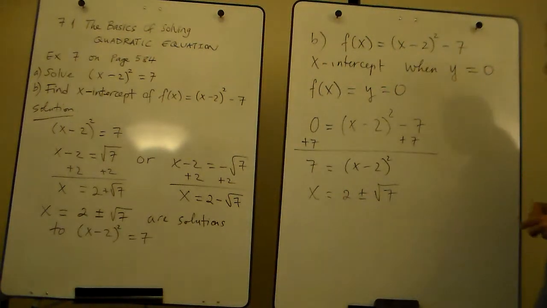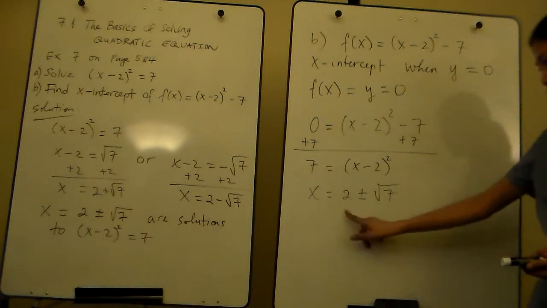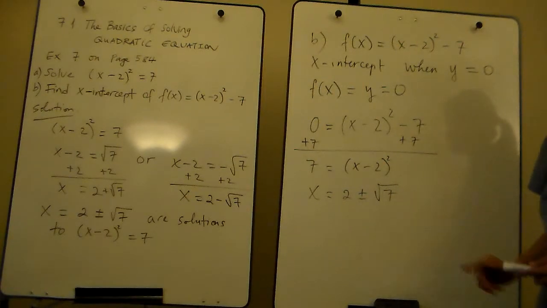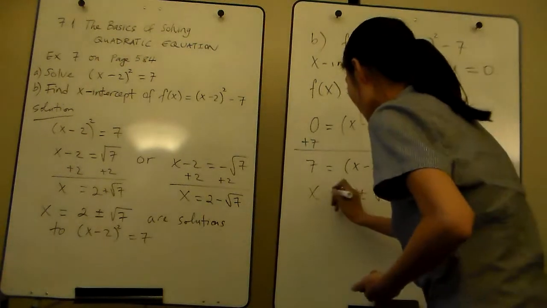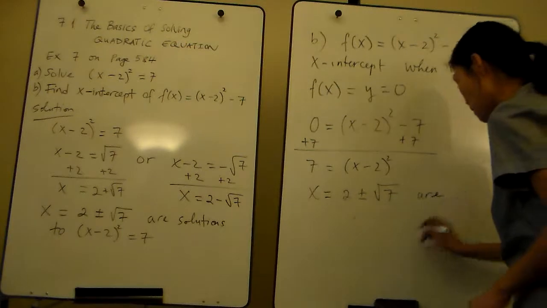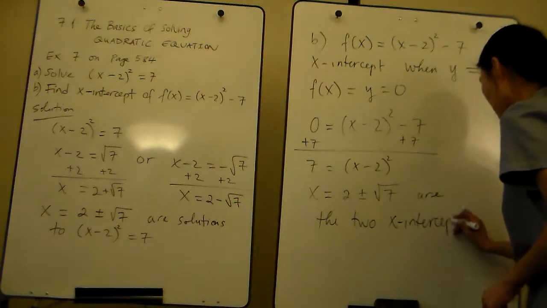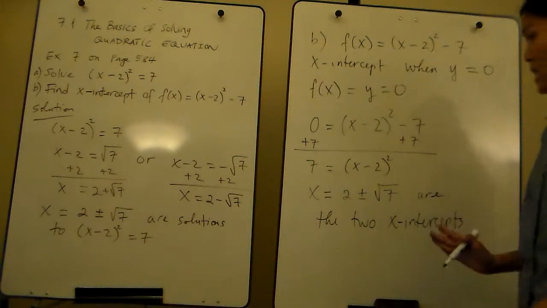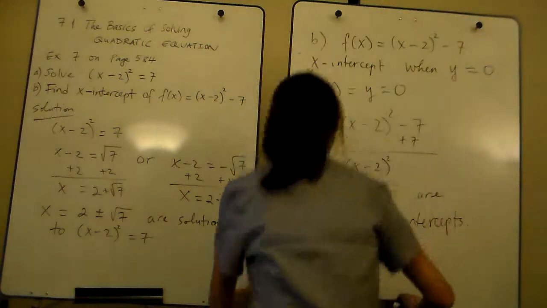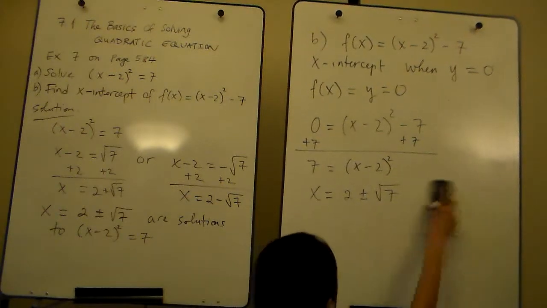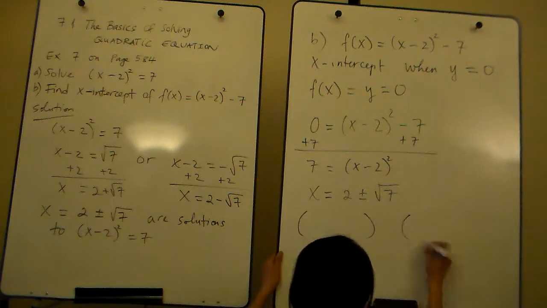So that means when y equals 0, or f(x) equals 0, the corresponding x are 2 plus or minus square root of 7. So the x-intercepts are these. So you say x equal to this are the 2 x-intercepts. Okay? But you're not done yet, because they want you to write the x-intercepts as ordered pairs. We know this x comes from this. They are x-intercepts. So make sure you write them as ordered pairs.